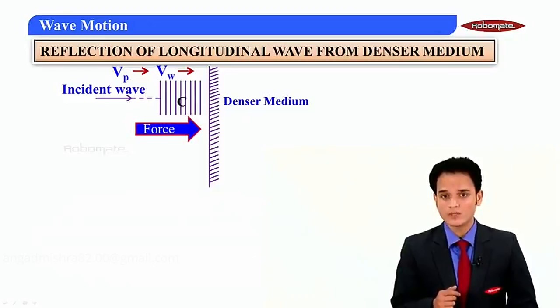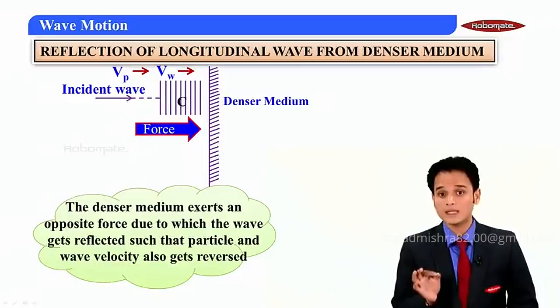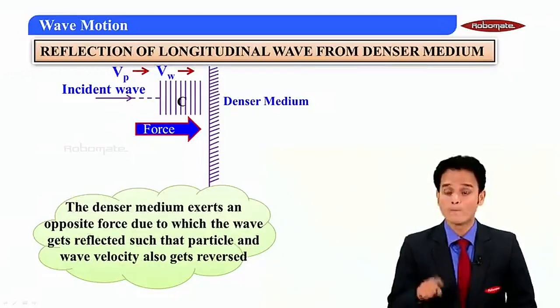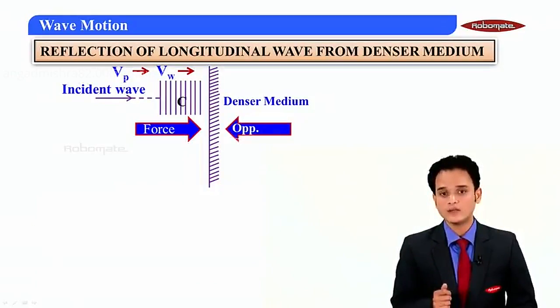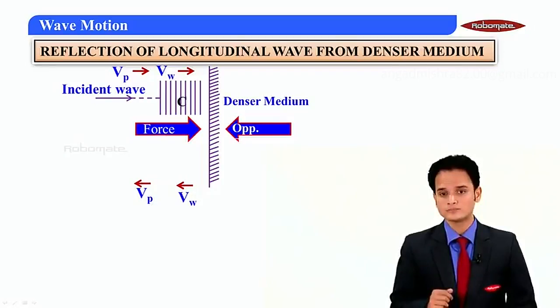So what happens? Despite the force of the wave, the denser medium exerts an opposite force due to which the wave gets reflected such that the particle and the wave velocity both get reversed. So that is why the resultant, because of the opposition force, will have particle velocity and wave velocity exactly in the direction as given. Can you guess whether it will be a compression or a rarefaction?